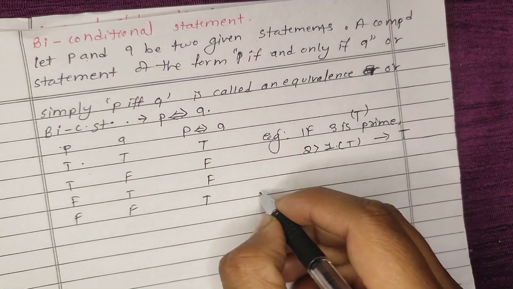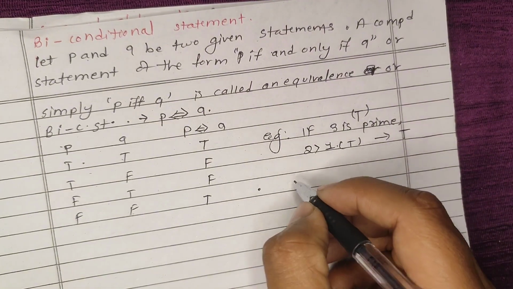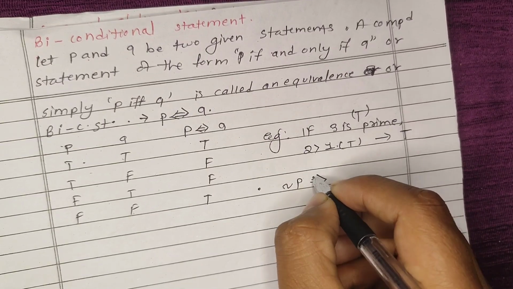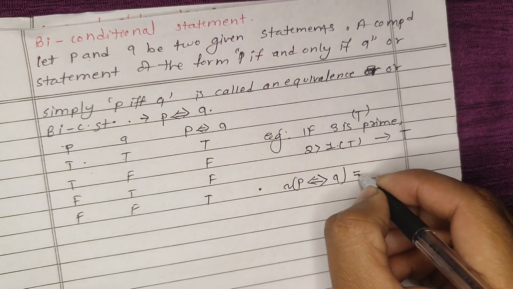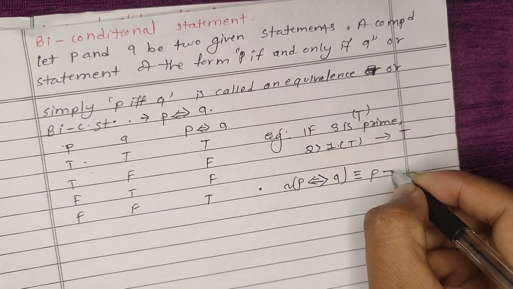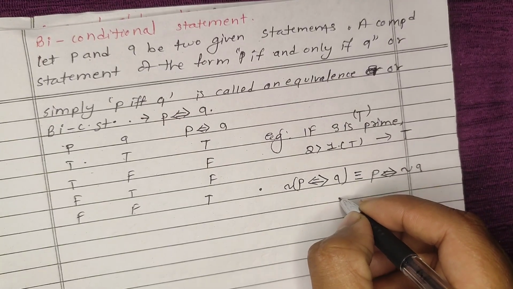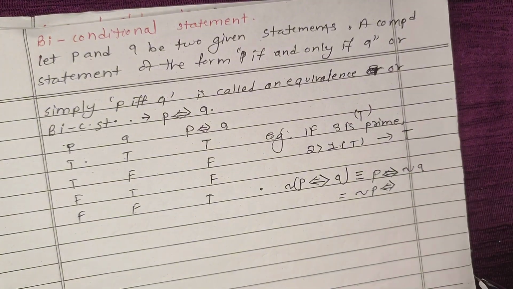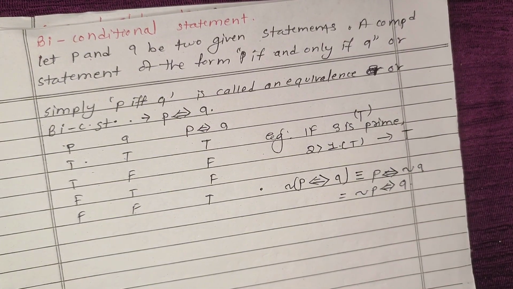Negation of the biconditional statement: this is our negation of the biconditional statement, which we can also write as P biconditional not Q, or not P biconditional Q. You can write it like this.